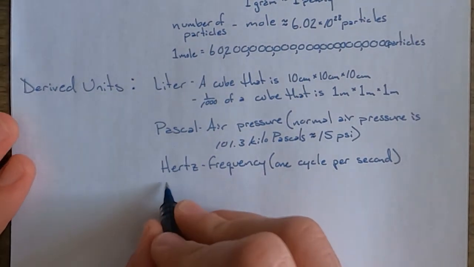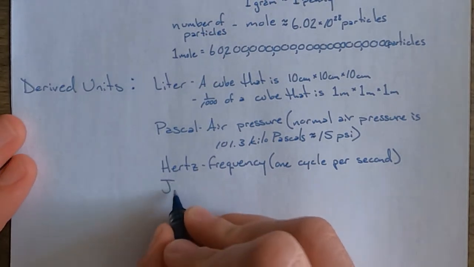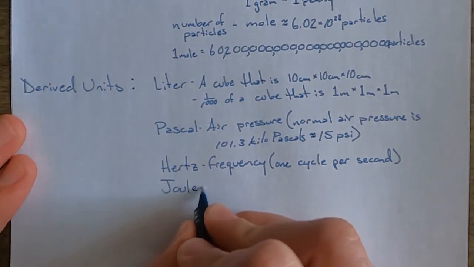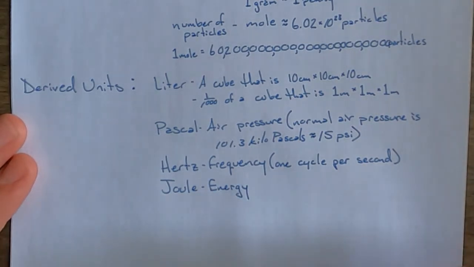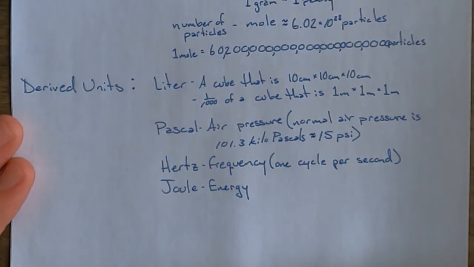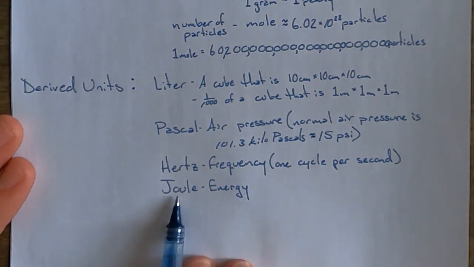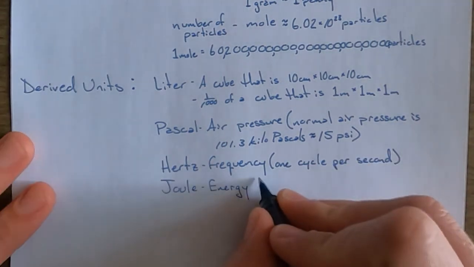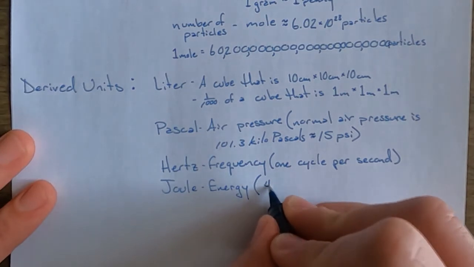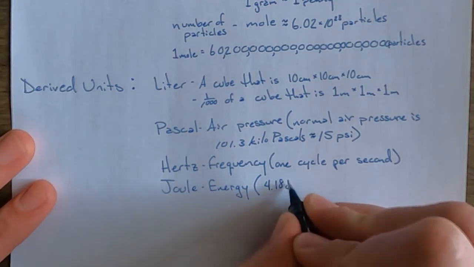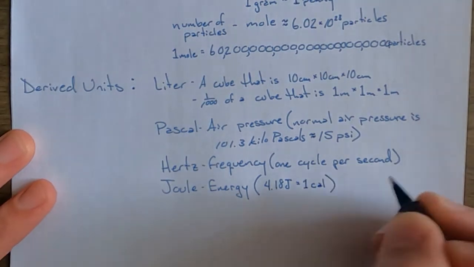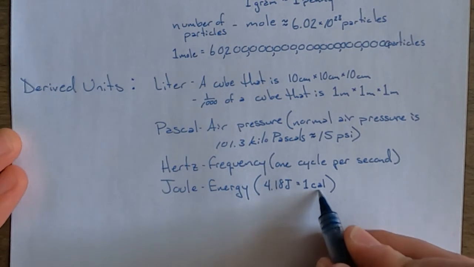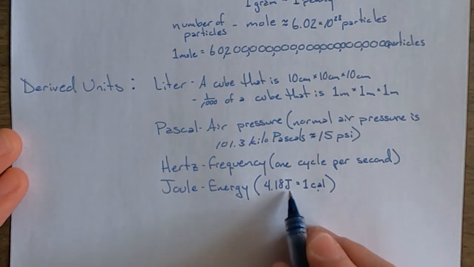Another one we will possibly use later would be joules in terms of energy. And usually you talk about energy in terms of calories, but the SI unit would be a derived unit, and it's called the joule. In terms of something more familiar, 1 calorie in terms of energy is 4.18 joules.